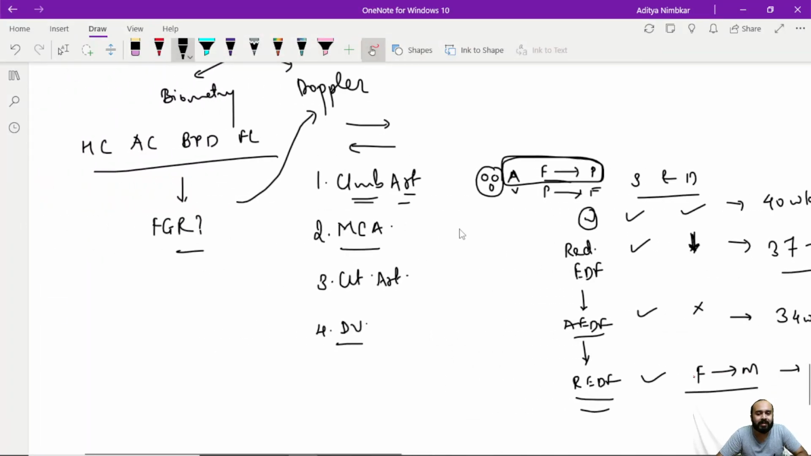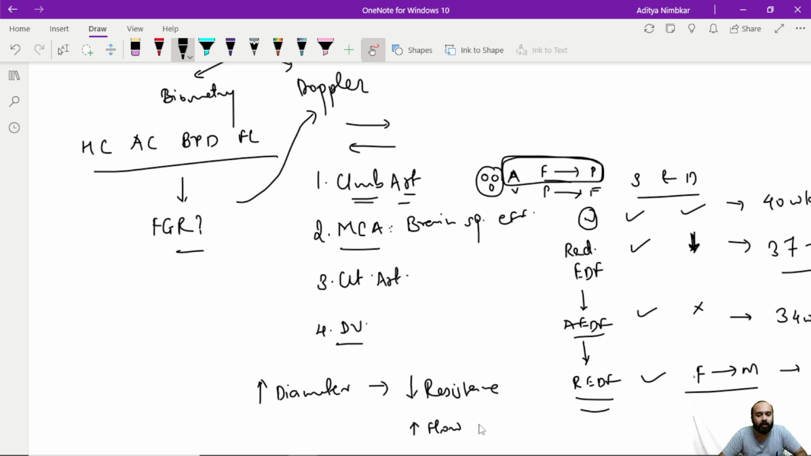What about the middle cerebral artery? Now, the middle cerebral artery is very important to know about the brain sparing effect that we had spoken about. Now, what was the brain sparing effect? It is basically that the blood is being preferentially given to the brain in comparison to the other organs. So how do you make that happen? You increase the diameter of the cerebral vessels. When you increase the diameter, your resistance goes down. Once your resistance goes down, your flow of blood through it increases.